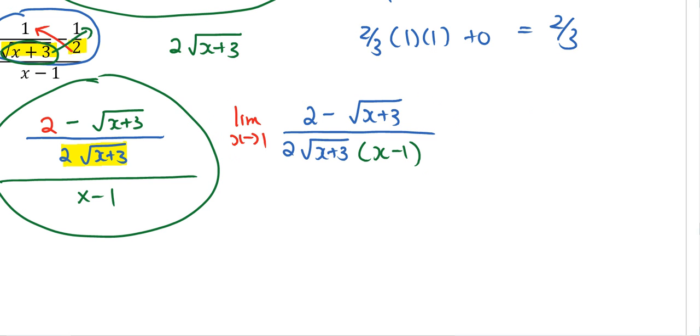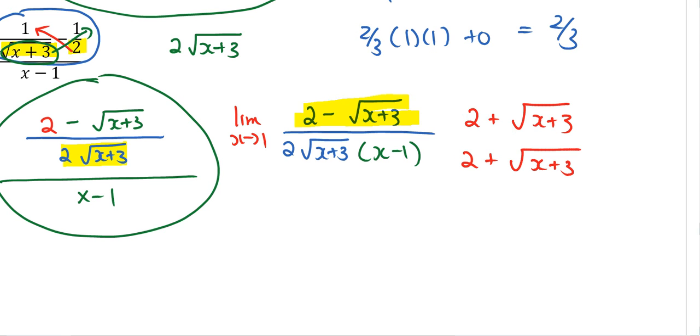Well, I can't factor this. I can't use direct substitution yet. So if I can't use those, I could definitely multiply by the conjugate, which is another option that you have. All right, so I'm going to multiply the top and the bottom by the conjugate. So if I take this expression right here, highlighted in yellow, the conjugate of that is simply going to be 2 plus the square root of x plus 3. So I multiply the top and the bottom by the conjugate.